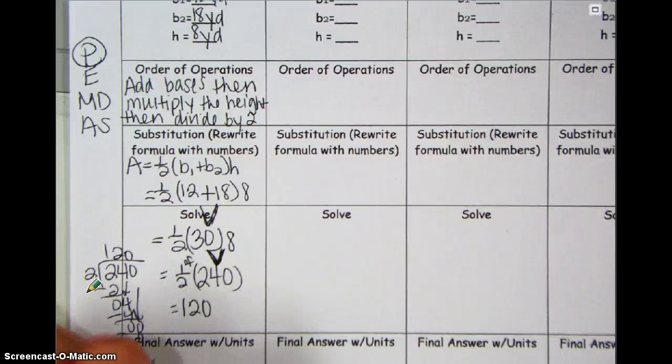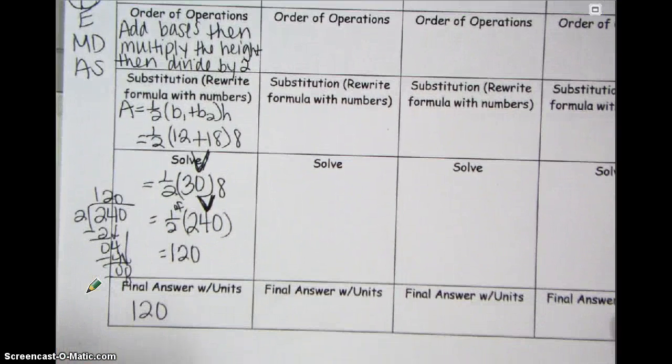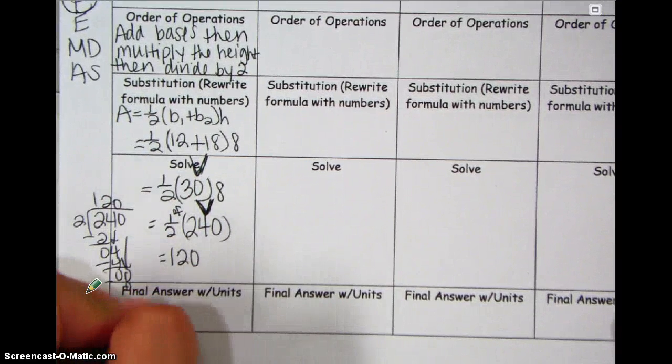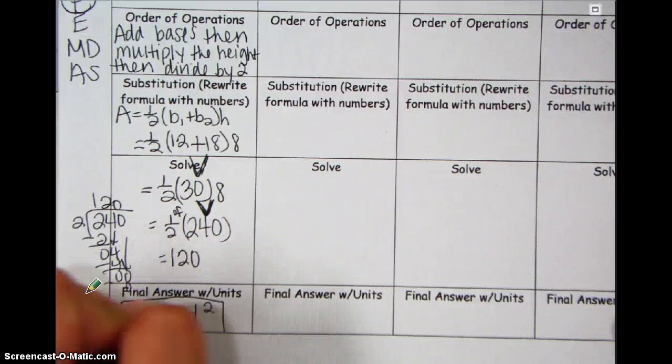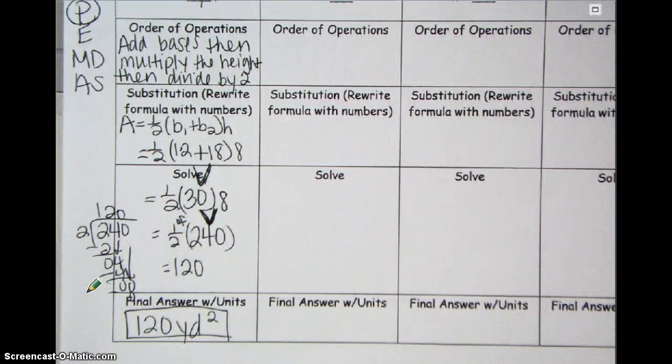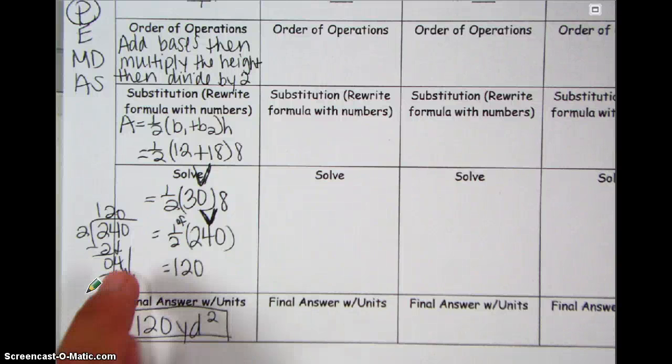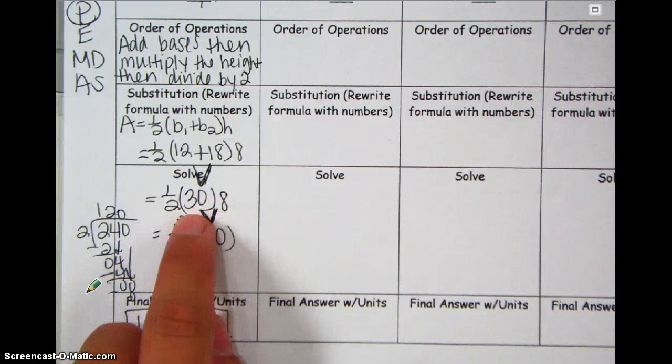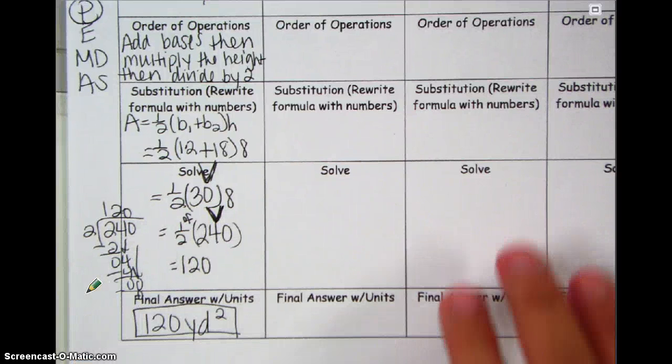So again, our area then is 120 yards squared. Remember, our units are squared for area because we multiplied 2 yards amounts. Okay, we're going to skip to the third one now.